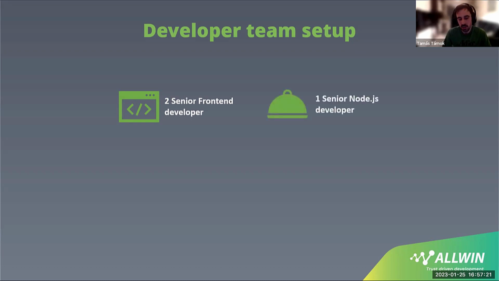For that, of course, we did some estimation and put together the team. And this is the team. We had 2 senior front-end developers who had a bit of experience with Next.js, but much more with React. We had a senior Node.js developer who was not related to Sitecore itself, but related to the project. He was working on different new APIs to integrate into the Next.js application.